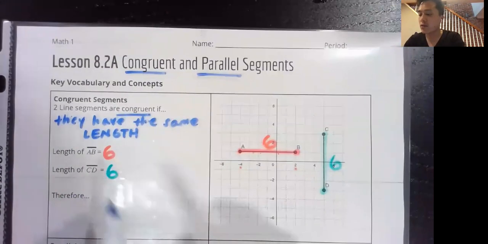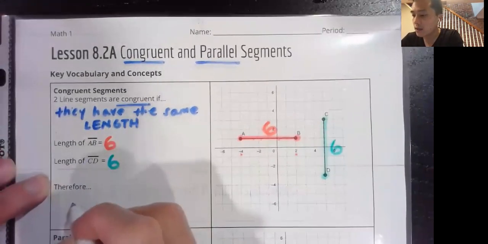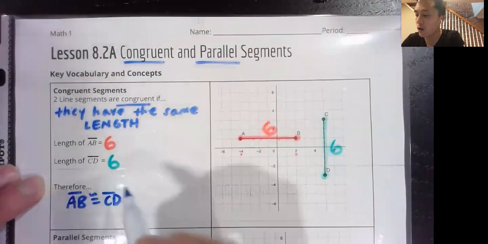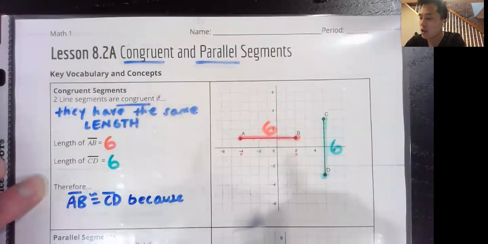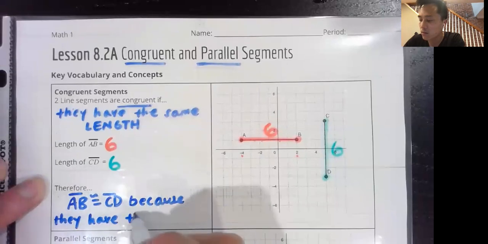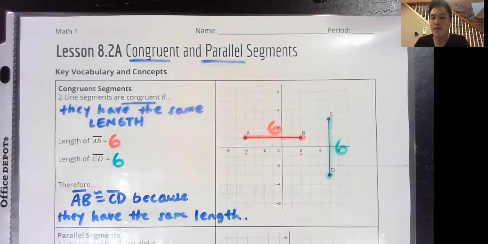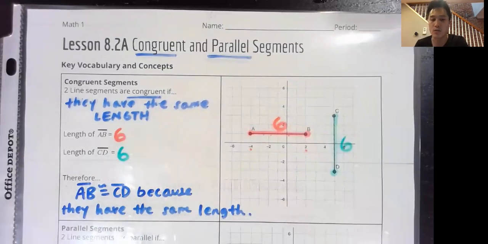Since we know that they have the same lengths, therefore, we can say that line segment AB is congruent to line segment CD. And we always need a because. We need to say why. Because they have the same length. And we provided the evidence for them having the same length right up here, where we listed the lengths of the two sides.